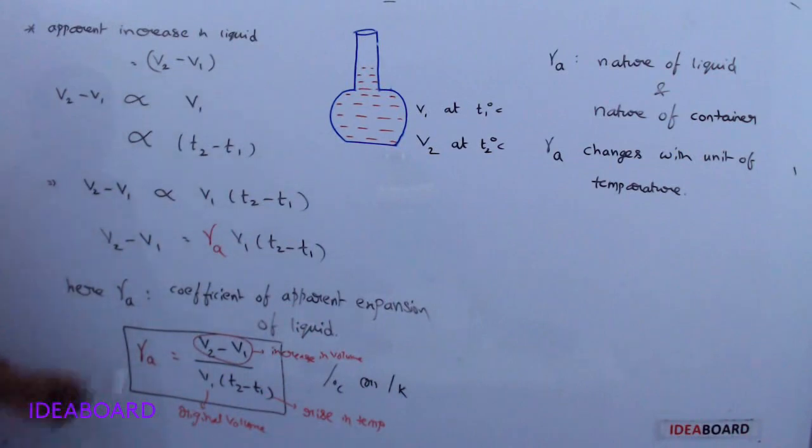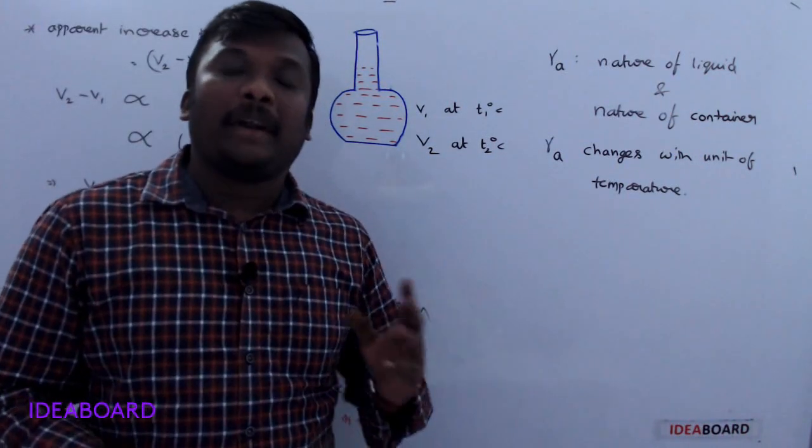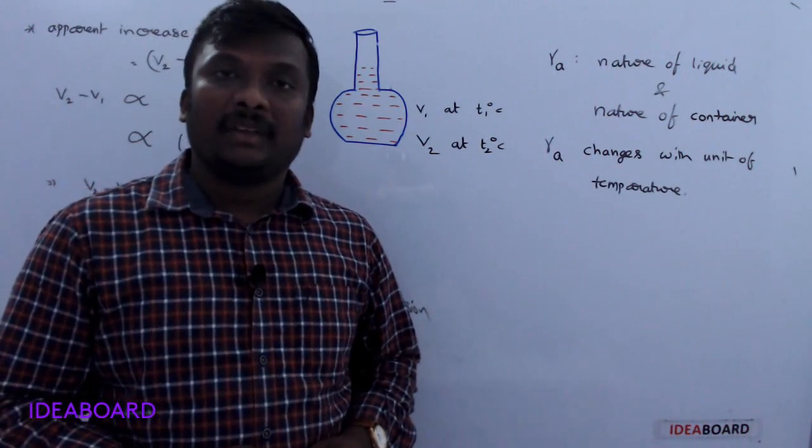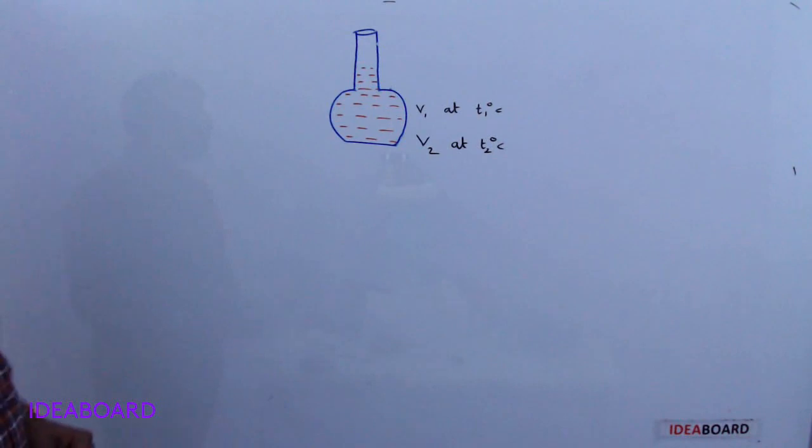Understand? So this is about the gamma A. Gamma A is called the coefficient of apparent expansion of the liquid. Clear? Note it down.